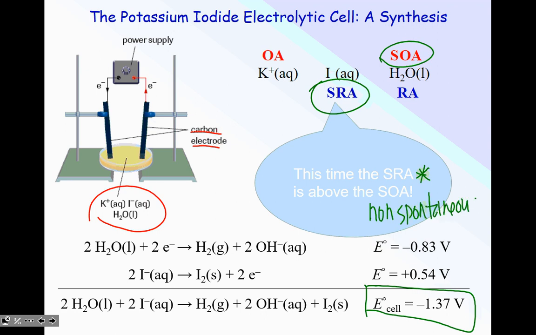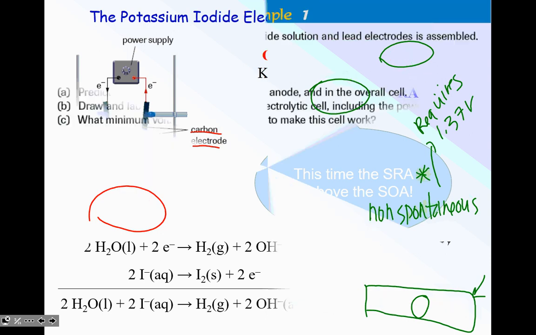And when we find our voltage, we see that it's negative, and that's because in order for this cell to happen, it requires 1.37 volts of power to make this non-spontaneous reaction actually occur.